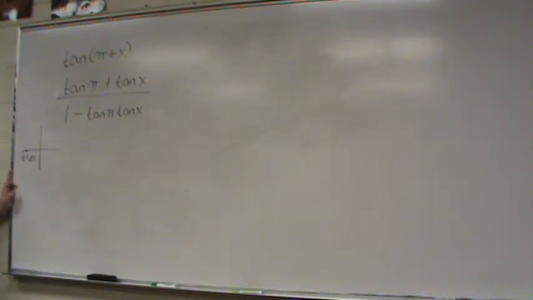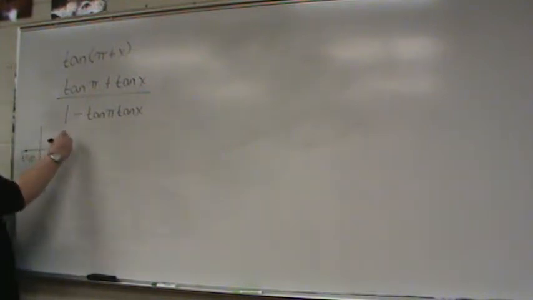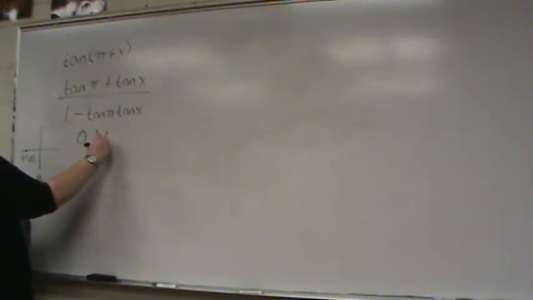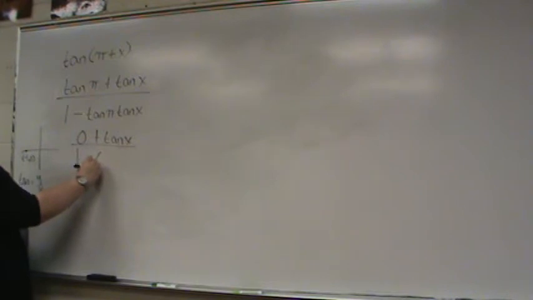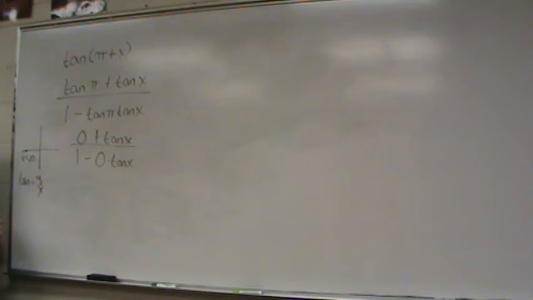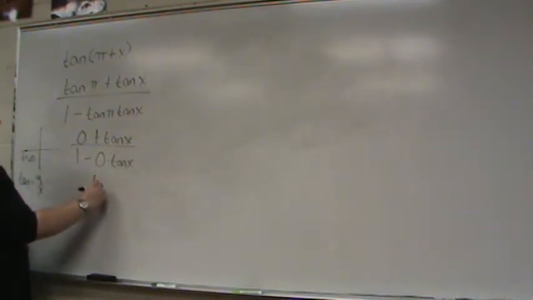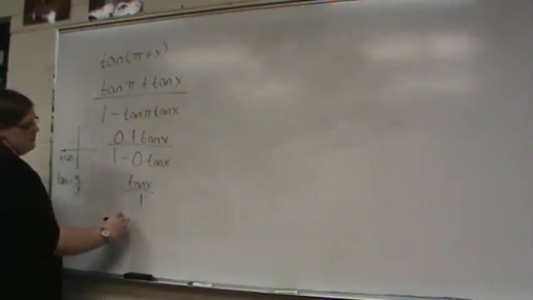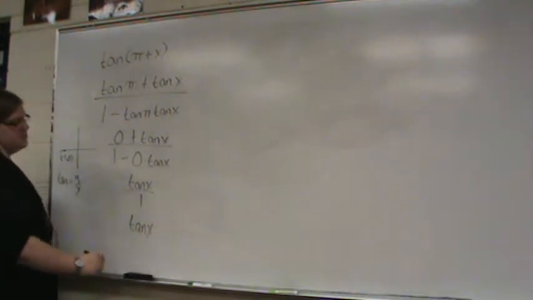So what is the tangent of that spot then? How do we find tangent using a point? Tangent equals y over x, so it becomes 0. So tangent of pi is 0. We have 0 plus tangent of x all over 1 minus 0 times tangent x. When we simplify it, you end up with tangent x over 1 minus 0, or just over 1. So you end up with just tangent x.